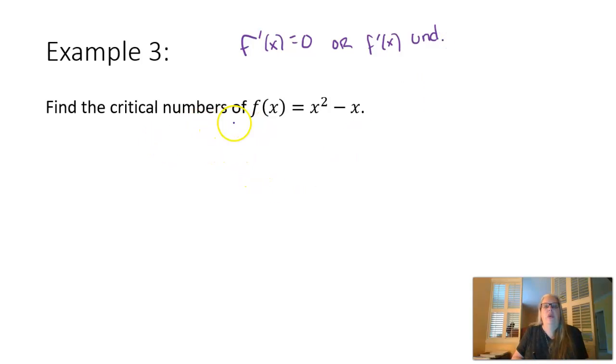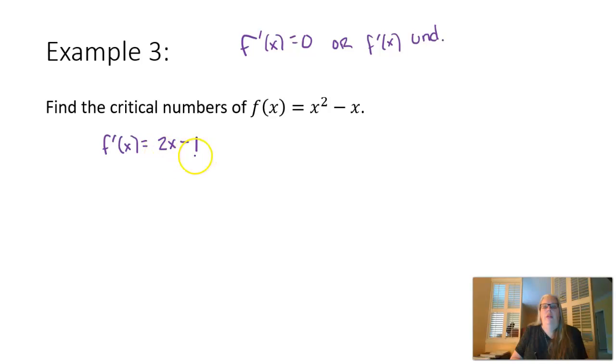Alright, so what I'm going to do, first of all, is find the derivative of this thing. F prime of x is going to give me, let's see, the derivative of x squared is going to be 2x, and then the derivative of x is just 1. So here's my first derivative.